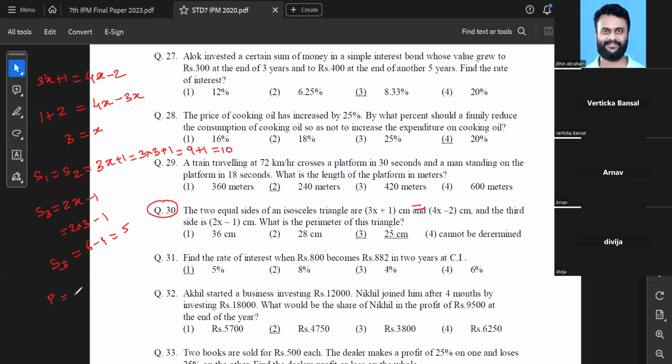So the perimeter will be the addition of all the sides. The first two sides are 10 and 10. The third side is 5. The total value is 25. Option 3 is your correct answer.